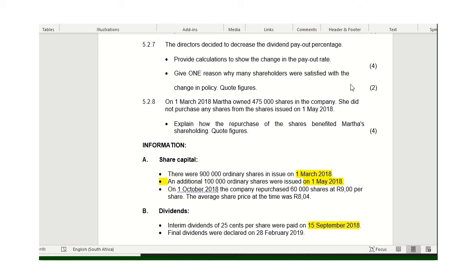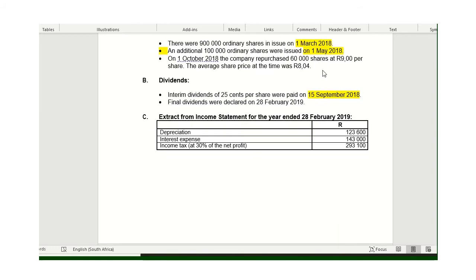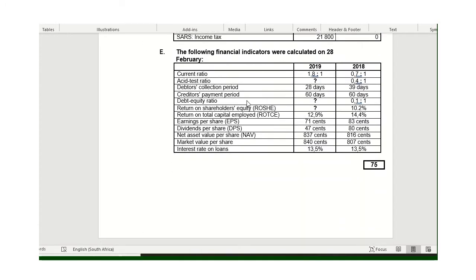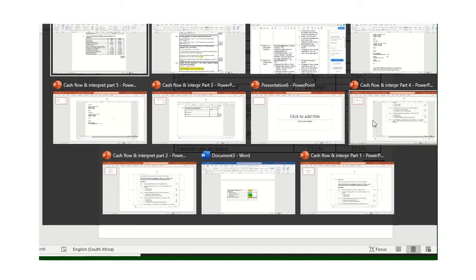Good. To calculate the payout rate, we need to look at what we earned, our earnings per share, and what we paid out, our dividends per share. So we must work out what percentage we pay out as dividends of what we earned, and do the same for this year. So last year, our dividends per share was 80 cents, and our earnings per share was 83. So you can see we paid out quite a large percentage of what we made. So let's just quickly work that out.